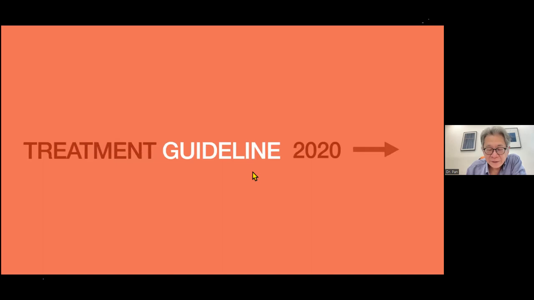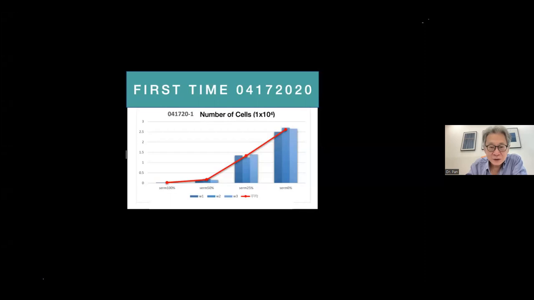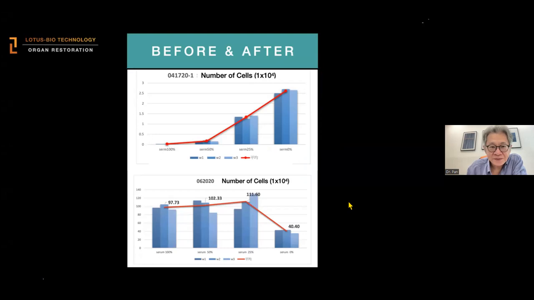And it's very interesting, in 2020, one major investor became interested in our technology and practice. And he also requested that we begin to provide some hard data. We used the investor's blood to perform the first plasma examinations on April 17th of 2020. And this was his result.